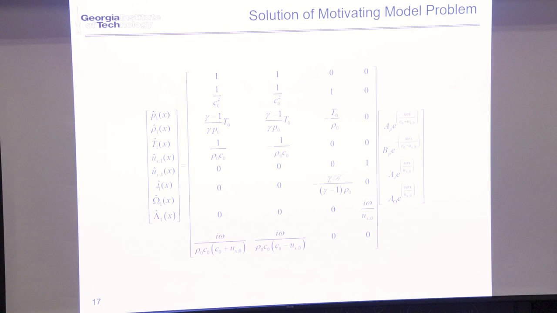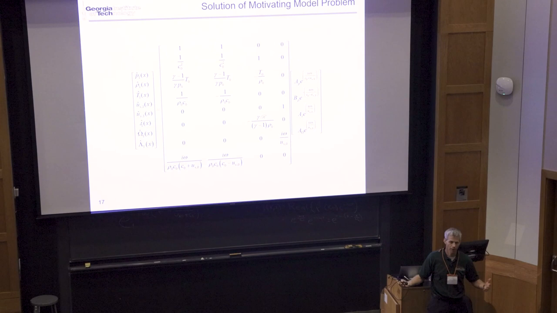So in a world of small amplitude disturbances, that's what happens. I got disturbances moving with the flow, disturbances moving at the speed of sound in the direction of the flow, and disturbances moving at the speed of sound in the opposite direction of the flow. That's what I got. So let's take a look.